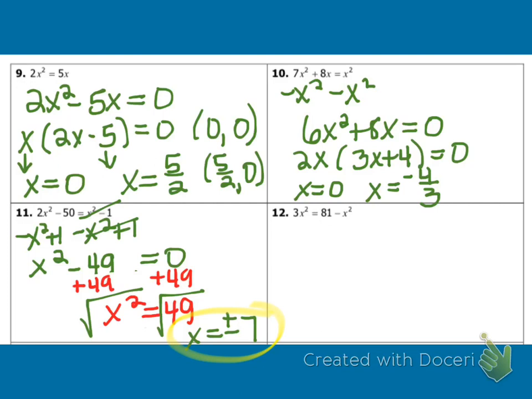And in fact, that might be the method that I will use on number 12, because rather than have to move that 3x squared over to the right, which would then make it negative, or having to bring both the x squared and the 81 over to the left, I could instead just add x squared to both sides, leaving me with 4x squared equals 81, right? And then if I wanted to use the square root method, I could just simply divide by 4.